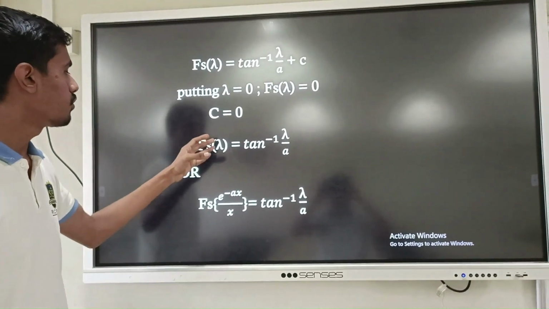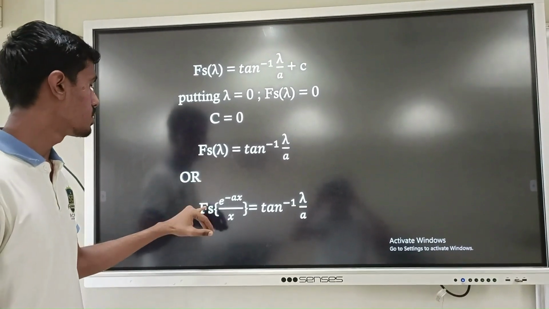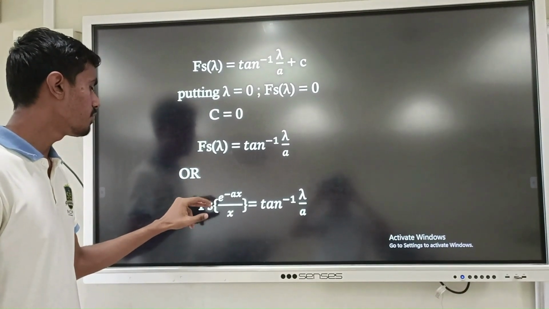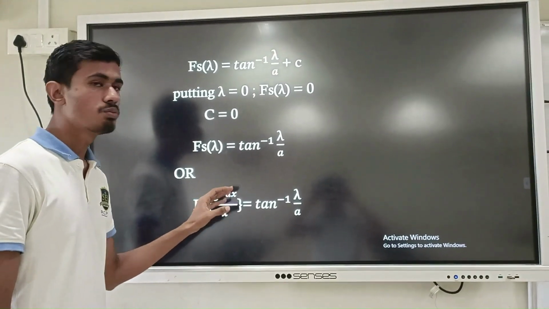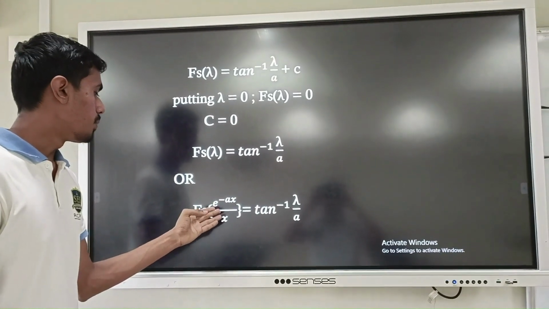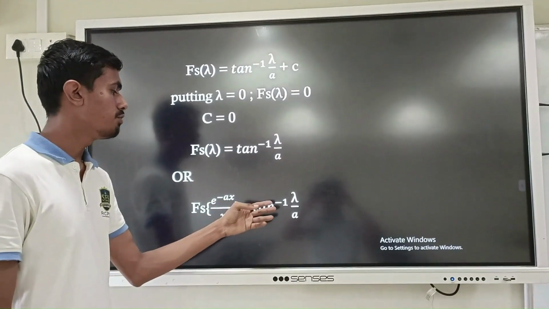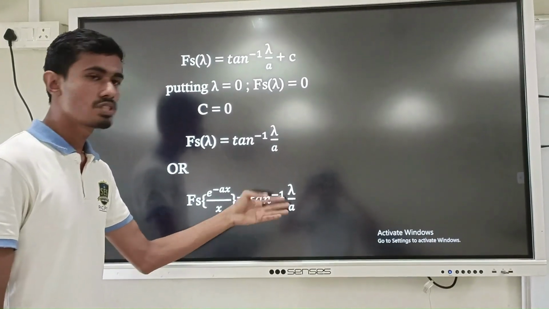When we put the value of lambda from the first equation, we get the final result: the Fourier sine transform of e raised to minus a x upon x is equal to tan inverse of lambda upon a, which is our final answer.